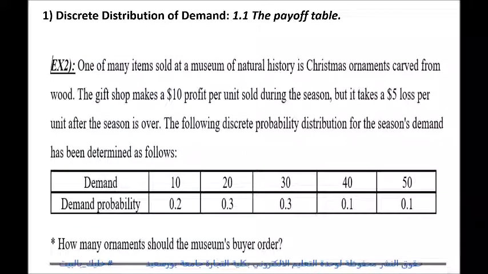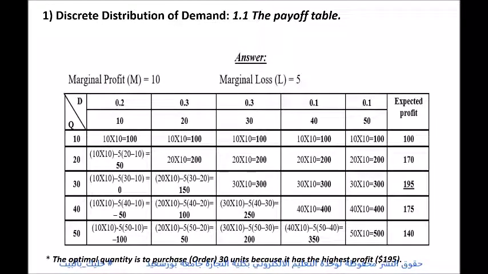See this exercise, you have some information about demand and its probability. The profit per unit will be 10 and the loss per unit will be 5. How many ornaments should the museum buyer order? To answer this exercise, you should prepare a payoff table like this. You have demand 10, 20, 30, 40, 50, and its probability here.